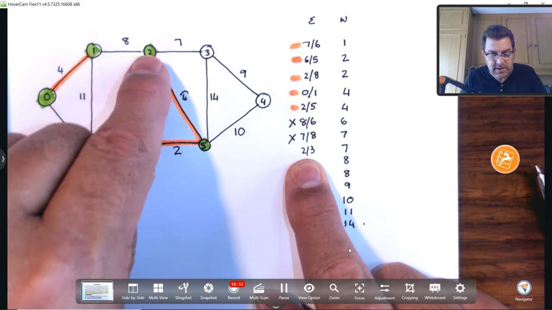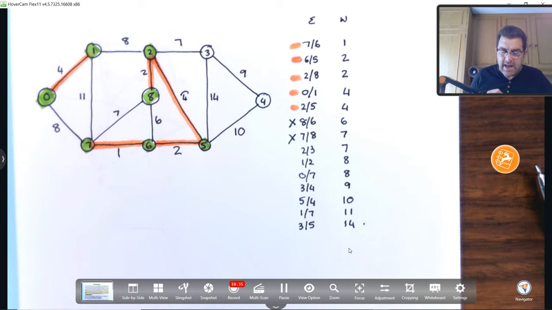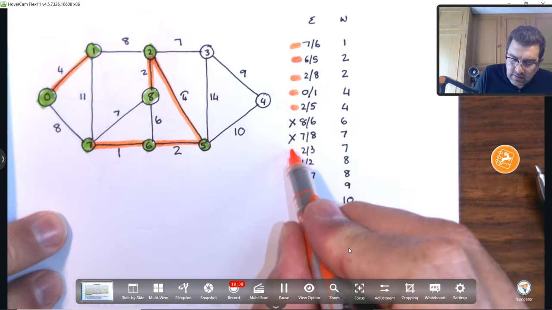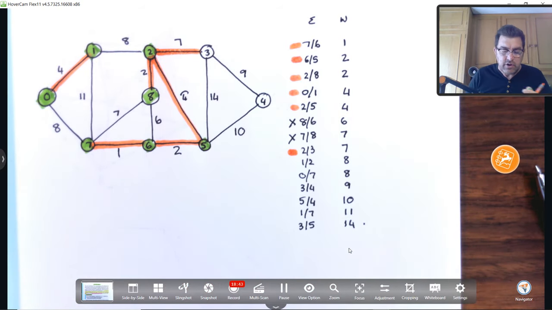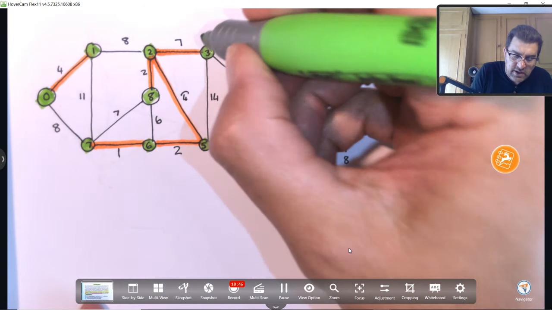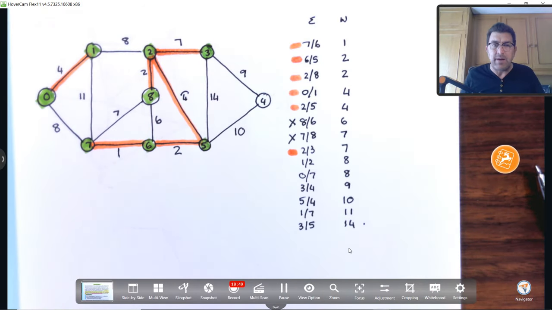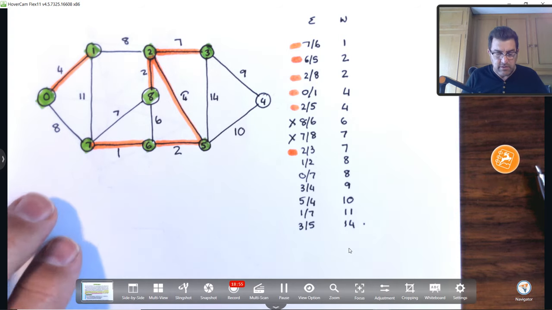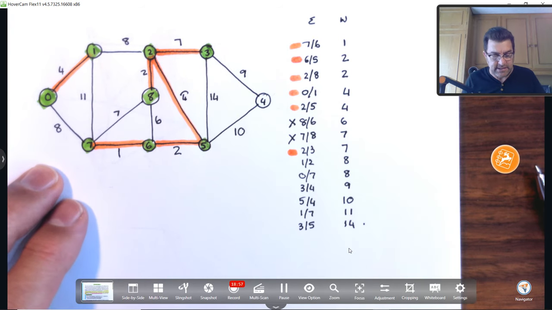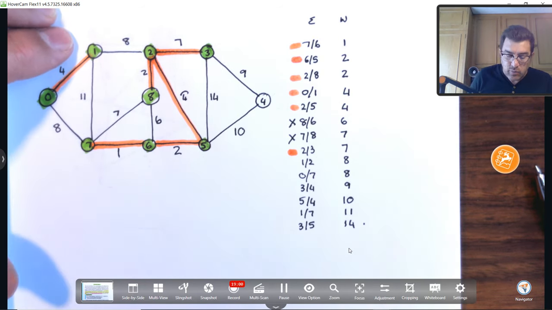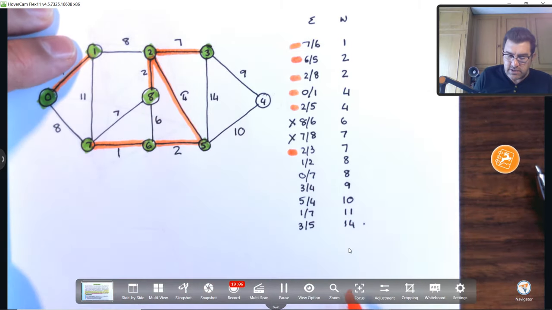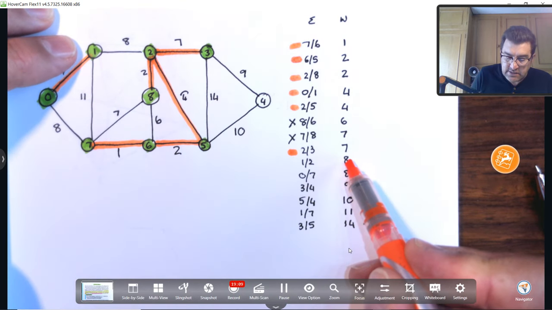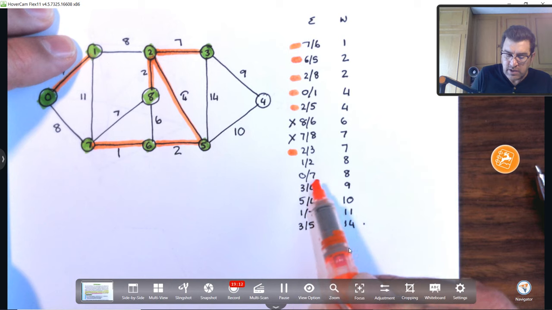So we continue to 2, 3. There's vertex 2, there's vertex 3, and it does not form a cycle or a circuit, so I'm going to choose that one. I now have used the vertex 3 over there. Now remember, I'm looking for a minimum spanning tree. At some stage I need to make a choice, because here we are still not connected. This is still disconnected here.